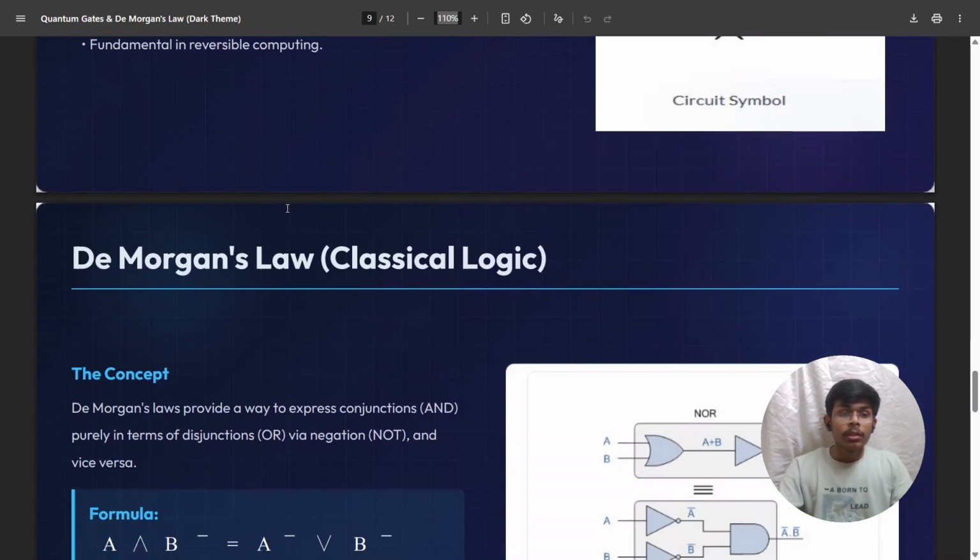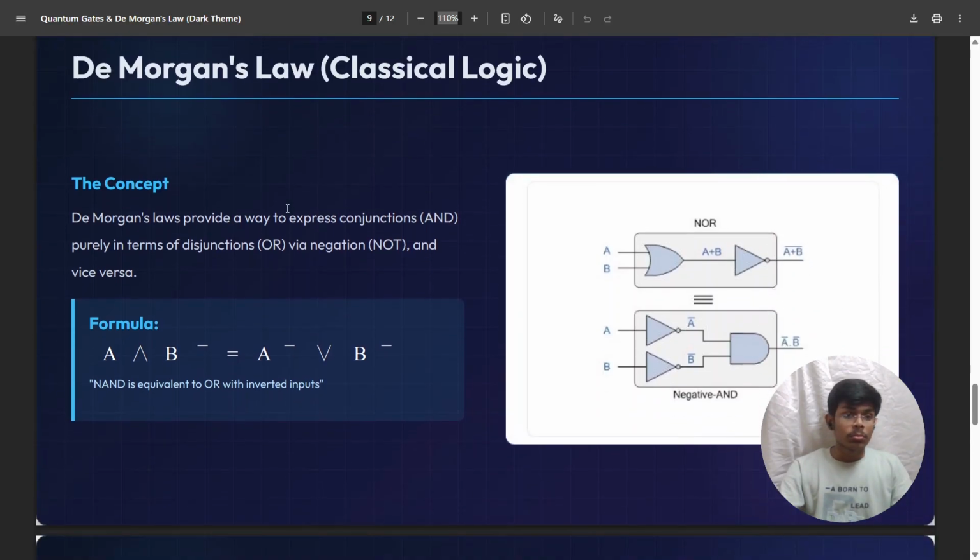Okay, let's start with De Morgan's law. In classical logic, you might remember this from discrete math. It states that the negation of a conjunction is the disjunction of the negations. Or in plain English, you can build an OR gate using AND and NOT gates. The formula is on the screen. NOT (A AND B) is equivalent to NOT A OR NOT B.